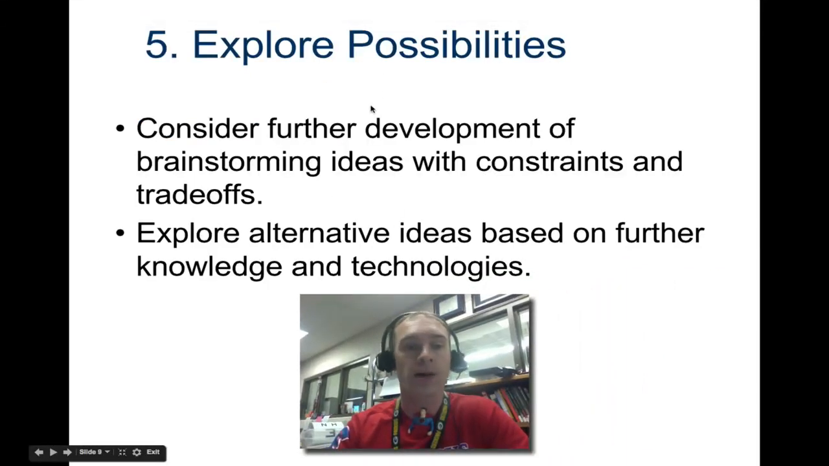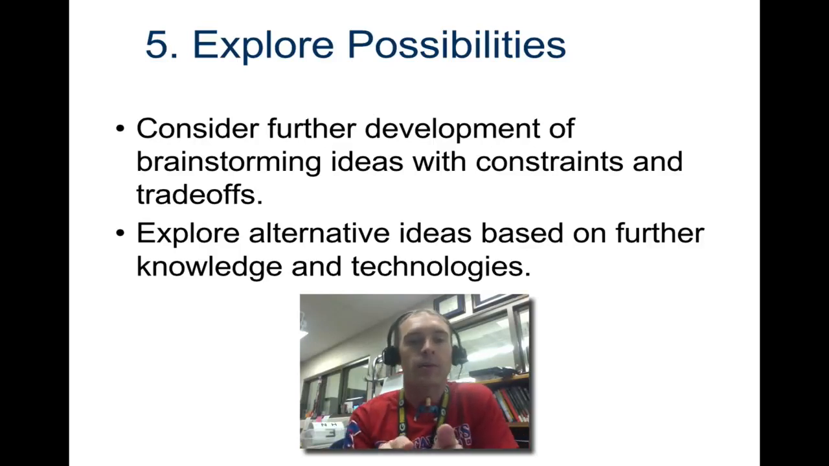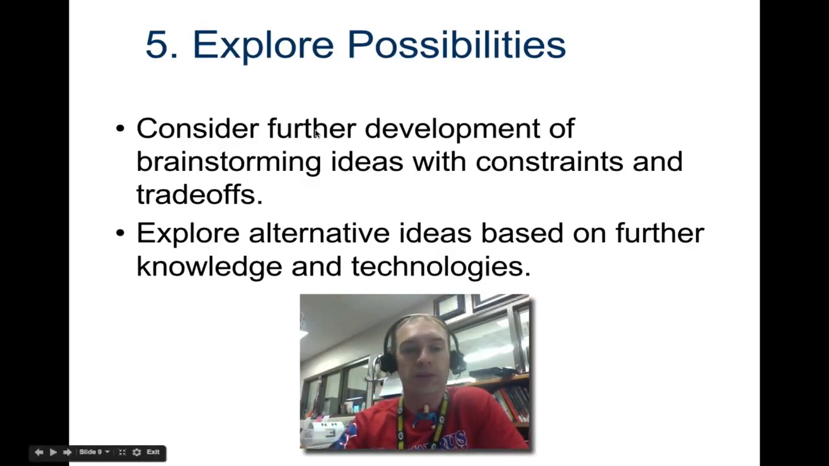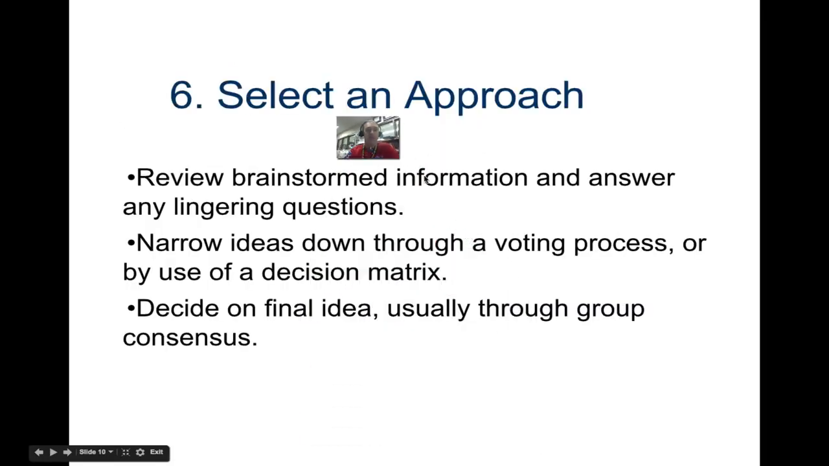Number five, explore possibilities. You probably made changes and came up with different ideas as you were going through. You realized, the conveyor belt didn't allow room for the piece to go through, so you had to widen things. So this says consider further development and brainstorming ideas with constraints and trade-offs, and then explore alternate ideas based on further knowledge and technologies. And number six, select an approach.